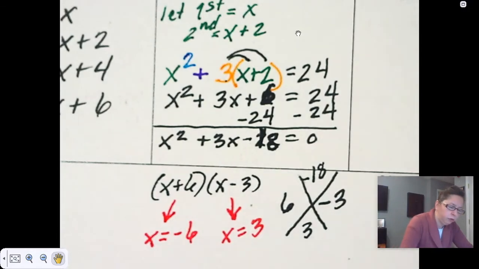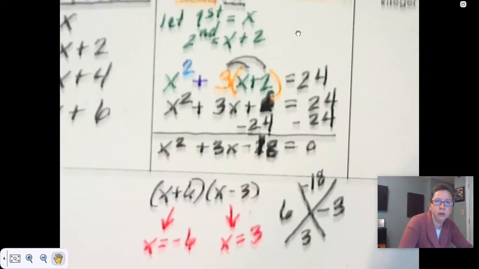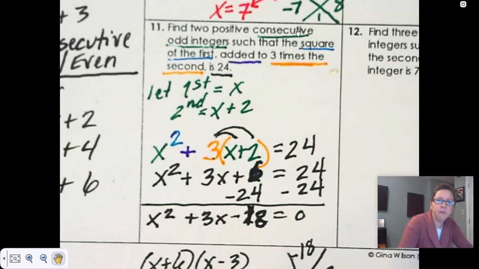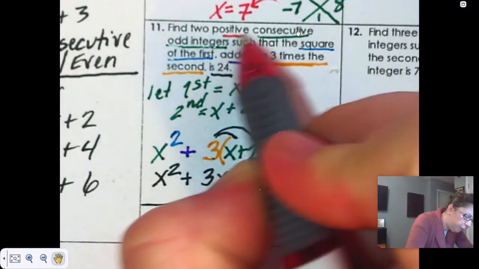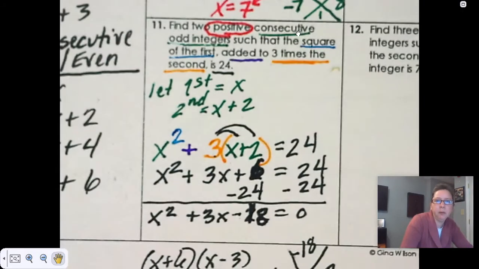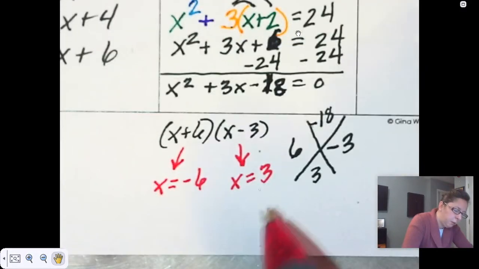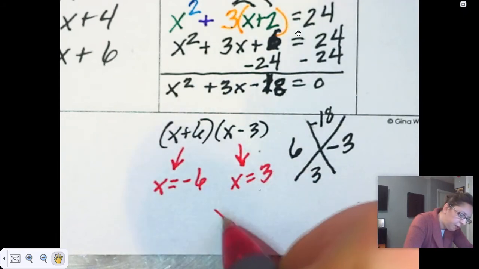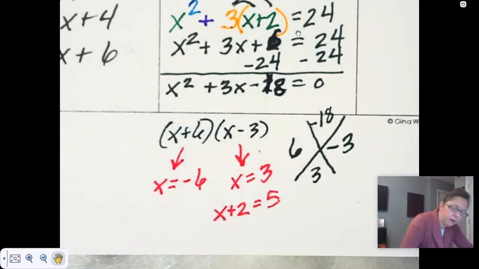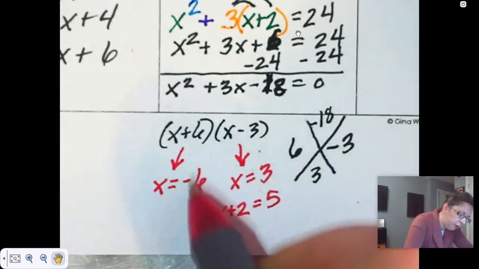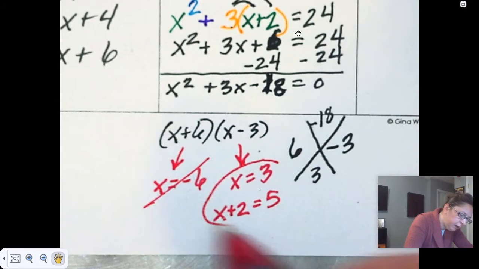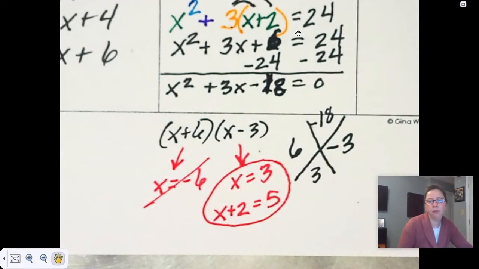Okay, so I'm going to go back up to my word problem and find the key word that's going to help me know which of these two numbers is the correct solution. Okay, find two positive. So they want me to use positive. So my first number is x, which will equal 3. My second number is x plus 2. So the next number in line would be 5. And I crossed this solution out because I didn't need it. All right, so my two numbers are 3 and 5. Great job.